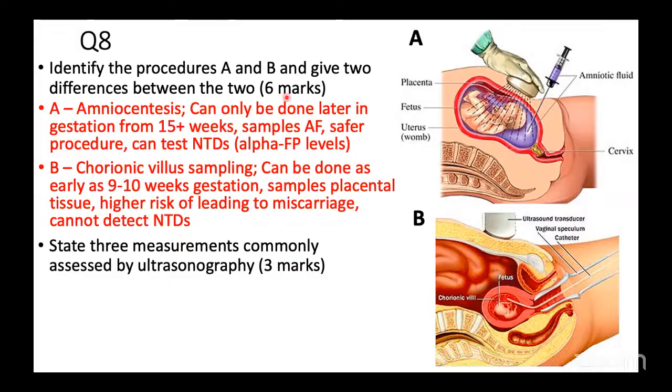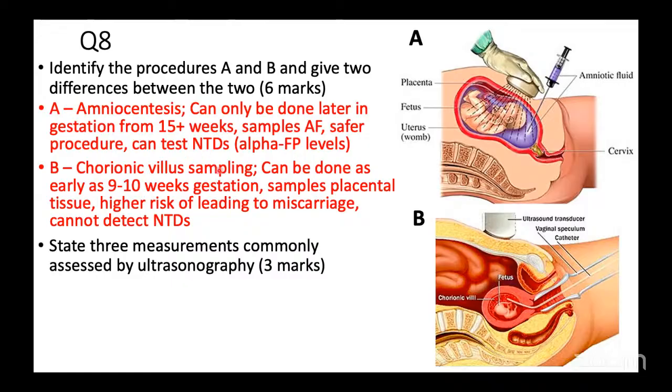So amniocentesis, the con is that it can only be done after 15 weeks of gestation, but in general, this one is more preferred. It's safer, and it can test for neural tube defects. Okay, so the amniotic fluid will have alpha-fetoprotein.